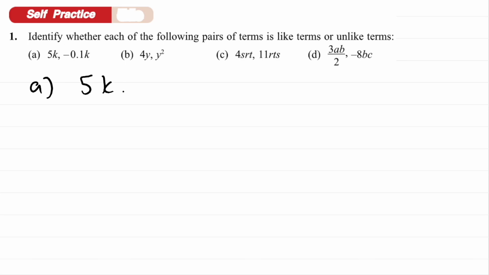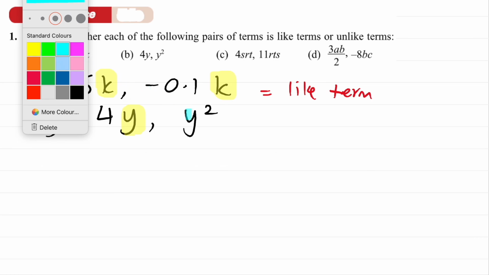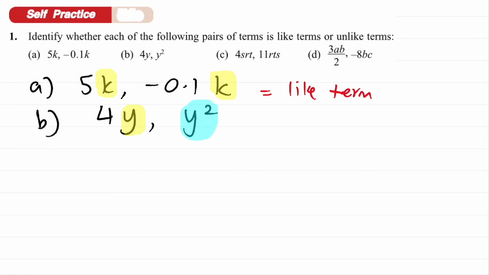Kita ada 5K dengan 0.1K. Tengok kepada dia punya variable. Ini K, ini pun K. So, apa kita boleh conclude? Dia adalah like term. Macam tu je. Tengok B pula. Kamu ada 4Y dan kamu ada Y kuasa 2. Ini Y. Tapi ini Y kuasa 2. So, dia adalah different variable. So, ini adalah unlike term. Macam tu je. Okay? Boleh? Alright. So, I think that's all for 5.1.